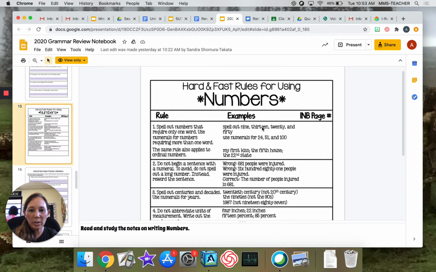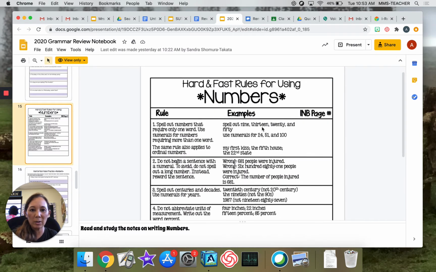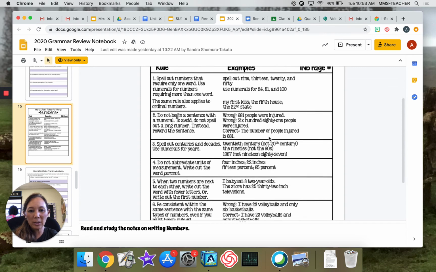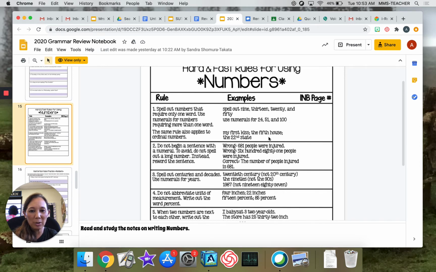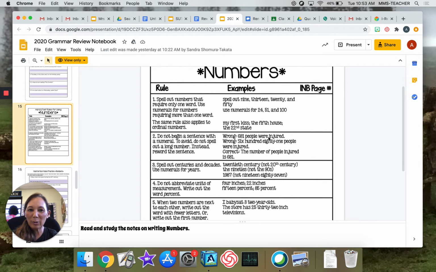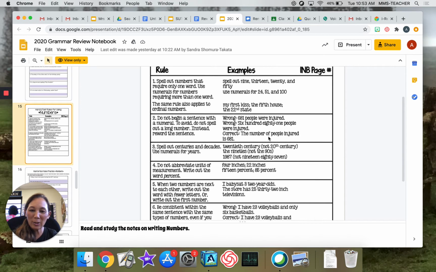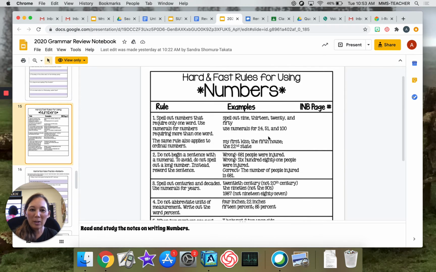Okay, so in your composition book, or you can follow along by watching this video, we're going to be using this page, hard and fast rules for using numbers. So this is a tricky one. I can't say that it's super easy, but it's just something that you kind of have to learn and know, and it's a good thing you have this composition book as a reference that you can always go back to if you need to know, how do I use numbers, or how do I spell out numbers?